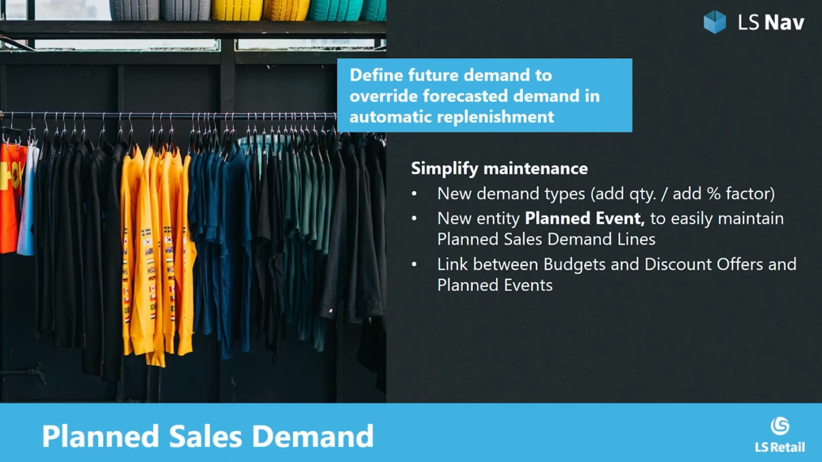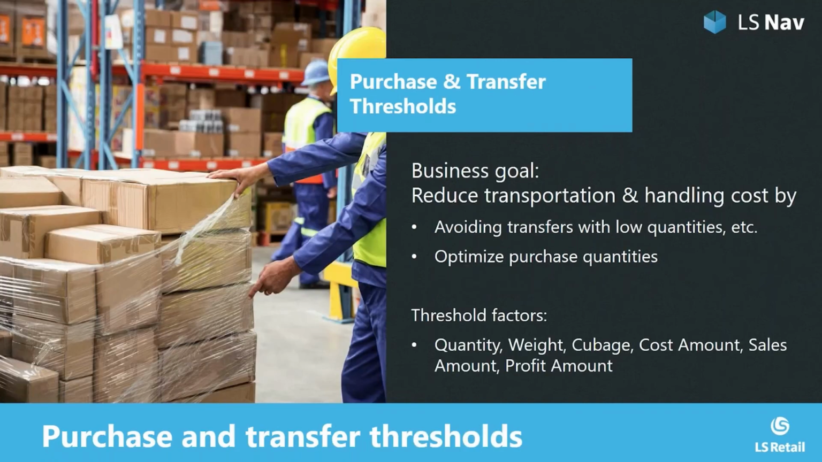Planned sales demand. We have added new demand types. Add quantity, for example, 10 pieces on top of the forecasted demand. Add percent factor, for example, adding 10% on top of the forecasted demand. Purchase transfer thresholds. This is to reduce transportation and handling cost by avoiding transfer with low quantities and optimizing purchasing quantities.